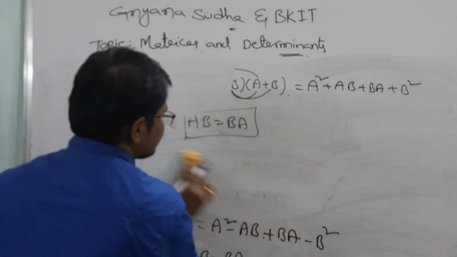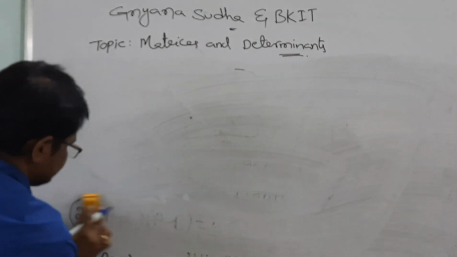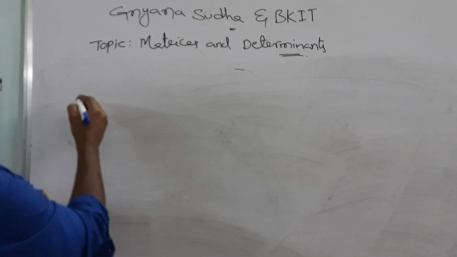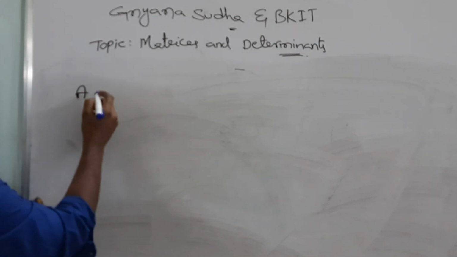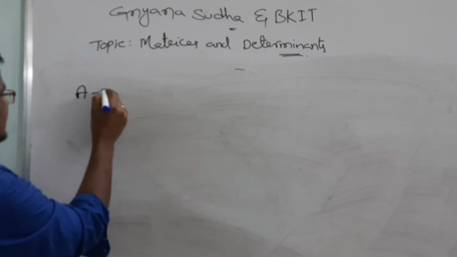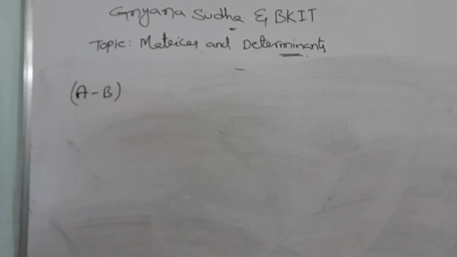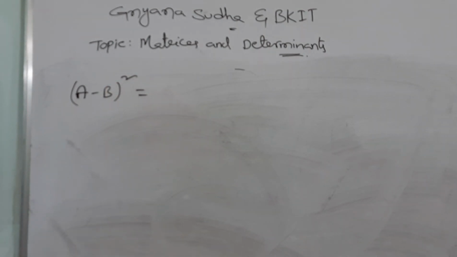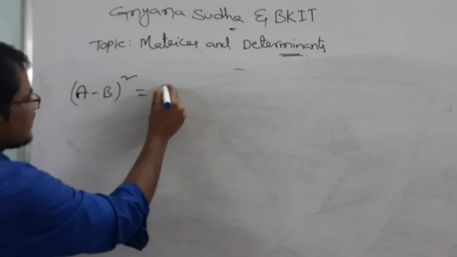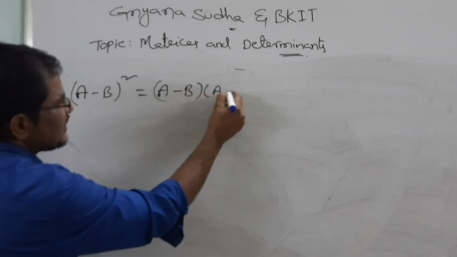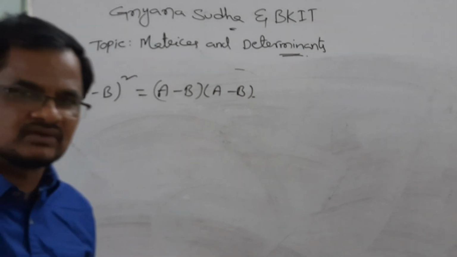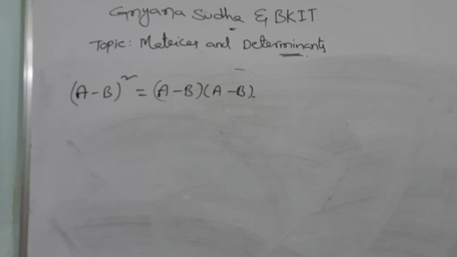Suppose they have given a minus b whole square. So what will you get? Same, (a minus b) into (a minus b) only, you have to multiply. You will get a square minus 2ab plus b square. Okay, no? Right. Next.